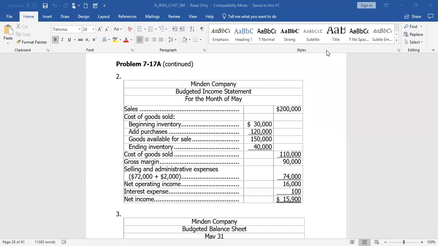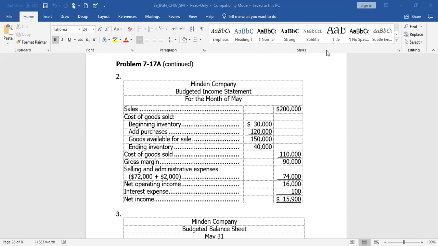Okay, so we're at our gross margin. The next thing we want to do is determine our operating expenses. They tell us the selling and administrative expenses for the month of May are $72,000, but they didn't include depreciation expense. So we need to add that because depreciation expense is subtracted on our income statement. So subtract the $74,000 from the $90,000 to get operating income of $16,000.